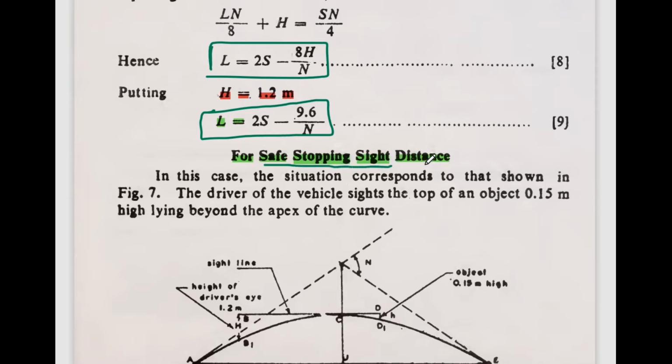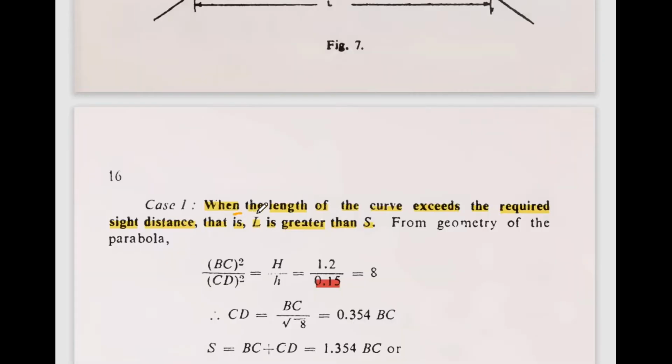So the above were the two cases for the overtaking side distance, and similarly now we will talk about the safe stopping side distance. In this, only this S value will change. We will see case 1 where the length of curve exceeds the required side distance, that is L greater than S. Here also two cases are there, L is greater than S.